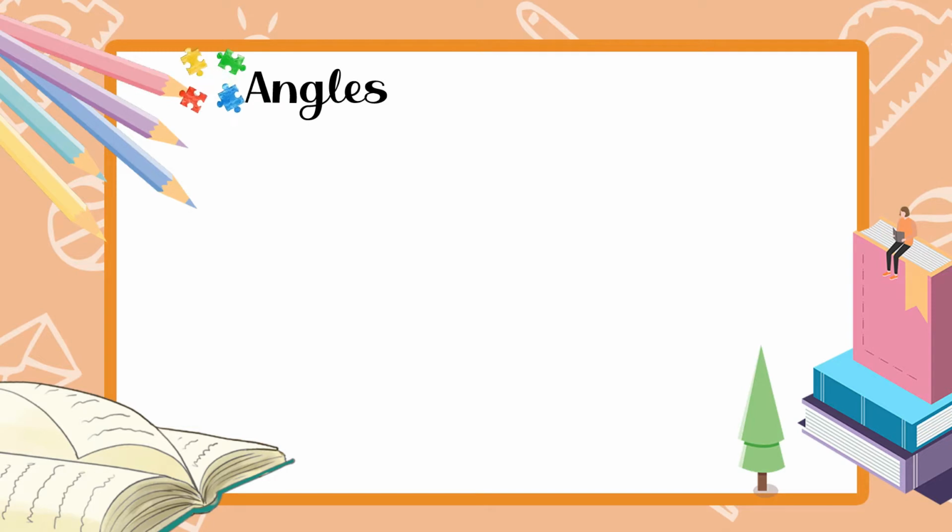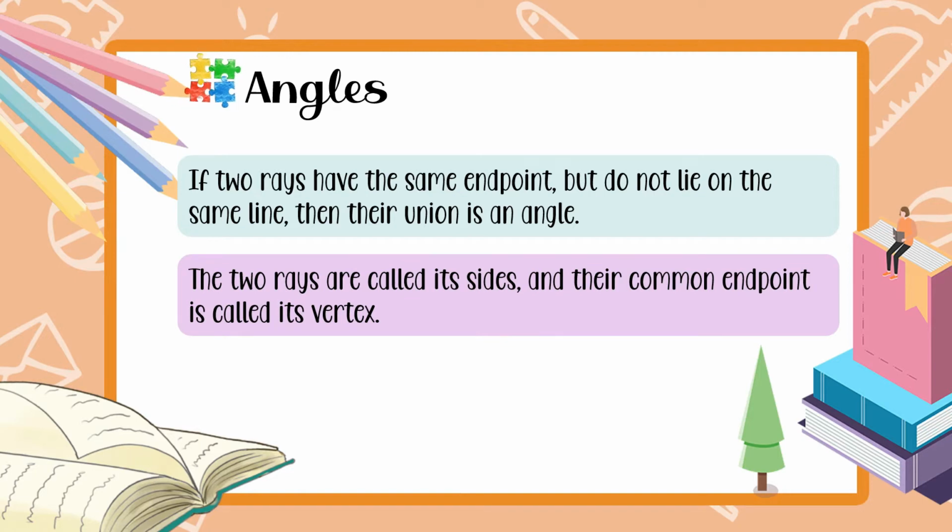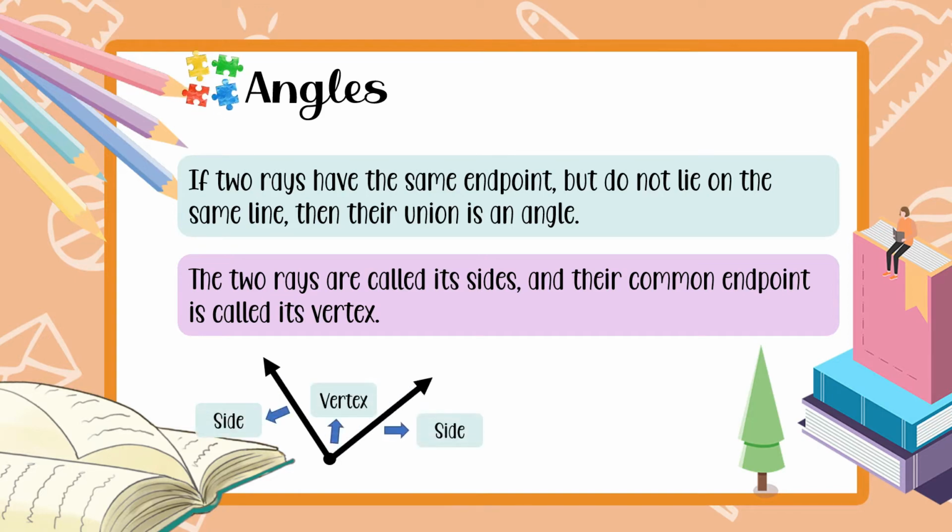So, what is an angle? If two rays have the same endpoint but do not lie on the same line, then their union is an angle. The two rays are called its sides, and their common endpoint is called its vertex. So, I have here an example of an angle. As you can see, we have one ray and then another ray, and they have a common endpoint. Yung common endpoint ay tinatawag natin na vertex, and then yung dalawang ray natin ay tinatawag na side. So ang angle ay meron dalawang side.